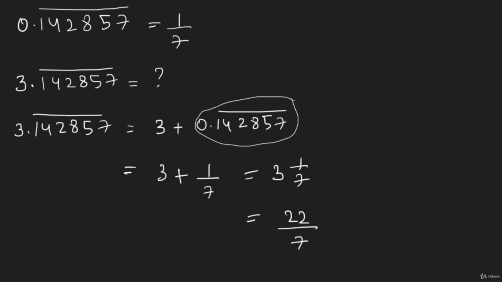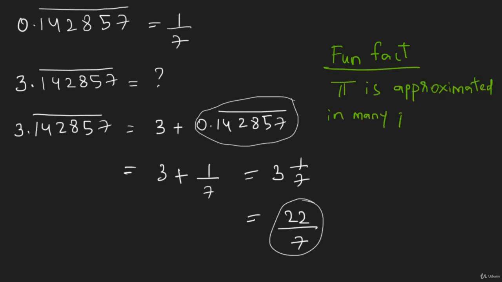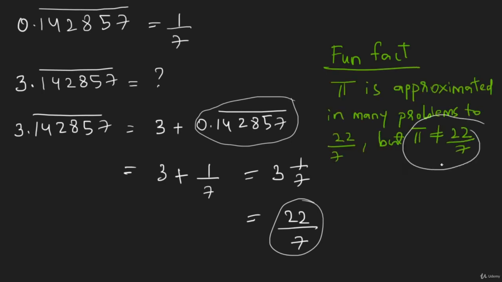Alright, now a fun fact, this 22 by 7 is what in many problems pi is approximated to, but pi is not equal to 22 by 7 because pi is an irrational number. This is only an approximation taken in many questions.